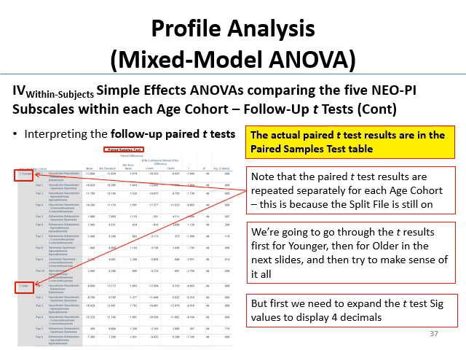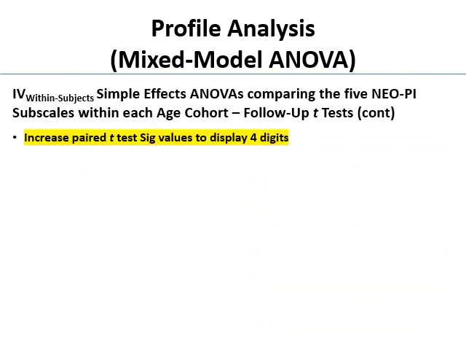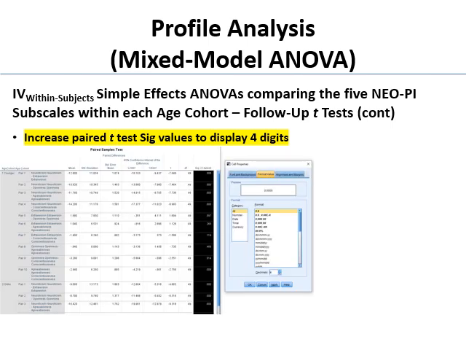But first, remember that the corrected Bonferroni alpha level we're using here is 0.005, and almost always SPSS only shows 3 decimal points on the sig values. We have to expand those so that they show 4 decimals, in case something's right on the border and rounds to 0.005. Is it 0.0046 or is it 0.005? We want to know. So here, we need to increase the paired t-test sig values to display 4 digits. How do we do that?